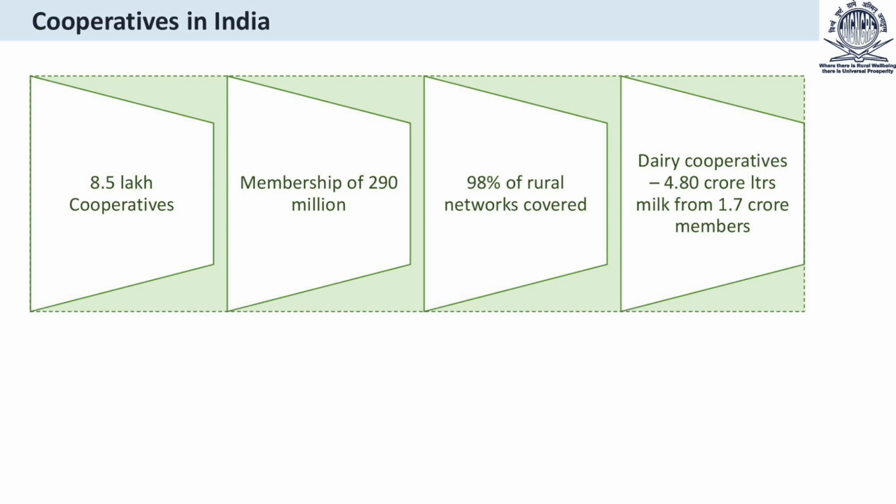As per data from the National Dairy Development Board in 2019-20, dairy cooperatives procured 4.80 crore litres of milk from 1.7 crore members and sold 3.7 crore litres of liquid milk per day. So, such is the scale and extent to which cooperatives are present in India, and they have marked a significant presence.